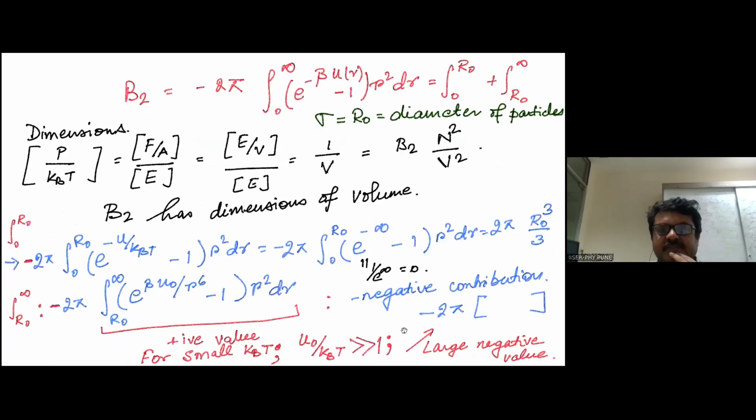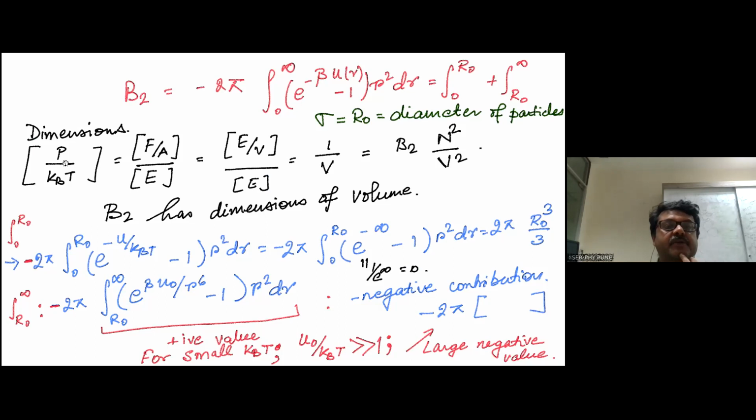With that perspective, the integral is from 0 to the diameter and from the diameter to infinity, and the nature of the potential changes. The nature of the potential is strongly repulsive between 0 and R0, and is attractive between R0 and infinity. Hence, we have broken it up into two parts, where I have reminded you that sigma, the way you write the Lennard-Jones form of the potential, equal to R0, is the diameter of the particle. Just before we go ahead, let's get an idea of the dimensions of B2.